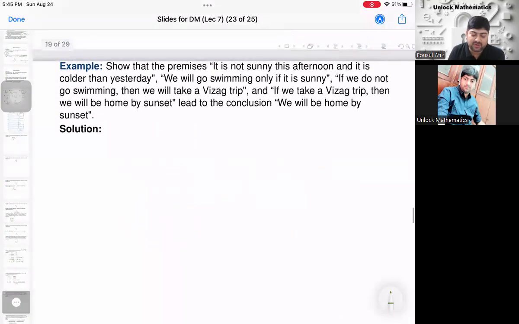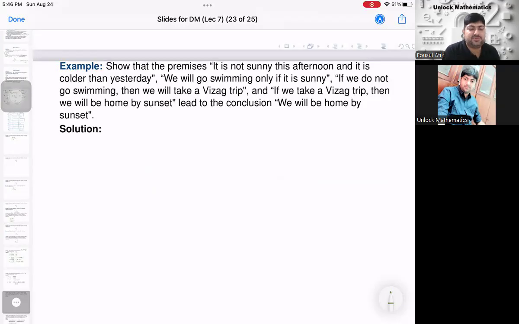Okay, I have a new one. Look at that. The premises are: if it is not sunny this afternoon and it is colder than yesterday, then we'll go swimming only if it is sunny. If we do not go swimming, then we'll take a Vizag trip. And if we take a Vizag trip, then we'll be home by sunset. These lead to the conclusion that we will be home by sunset. So we have to solve this one.